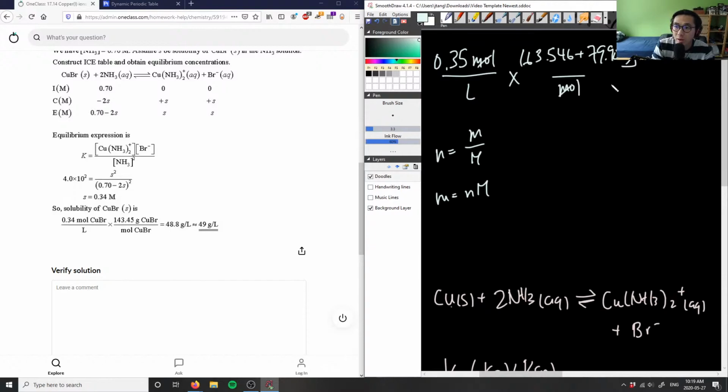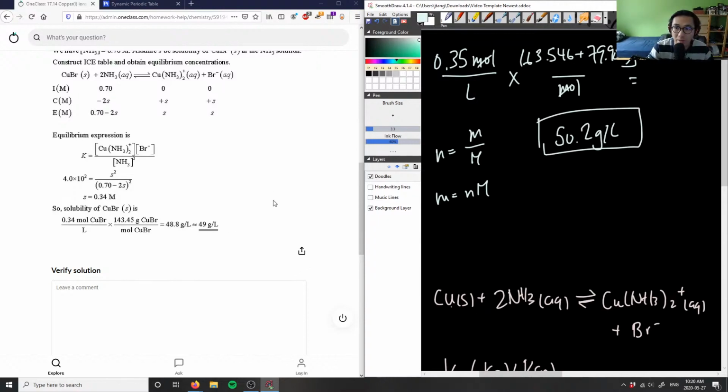I'm left with grams per liter here, which is going to be, let me use my calculator here. So I'm going to do the 63.546 plus 79.904, and then we're going to multiply that by 0.35 to get our answer, which is 50.20. So this here is our answer, 50.2 grams per liter. This here is our answer for the solubility of CuBr.